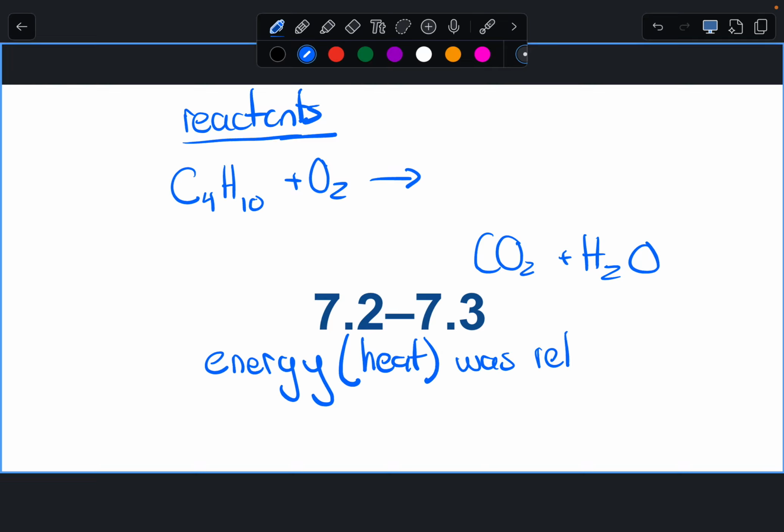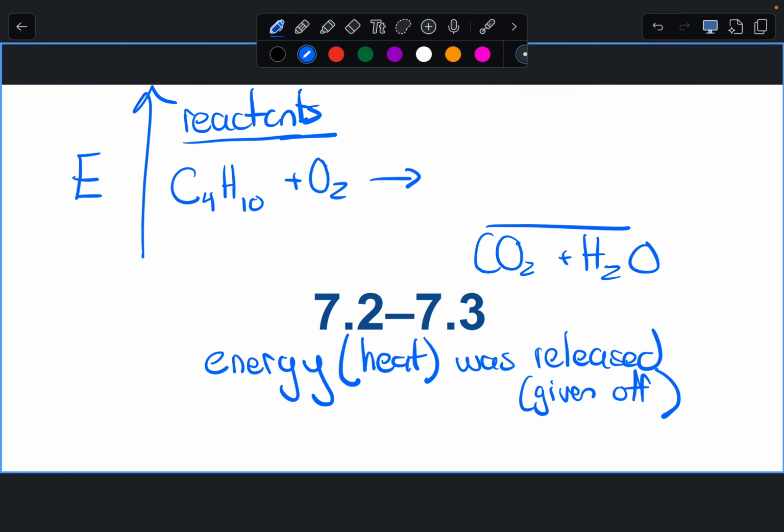Was released, or given off is another way we can talk about that. I'm sure I'll think of another term. Okay, so that heat came from a difference in potential energy, or in what we're going to call internal energy in a second, from the reactants to the products. Okay, so I'm going to draw this like an energy diagram.